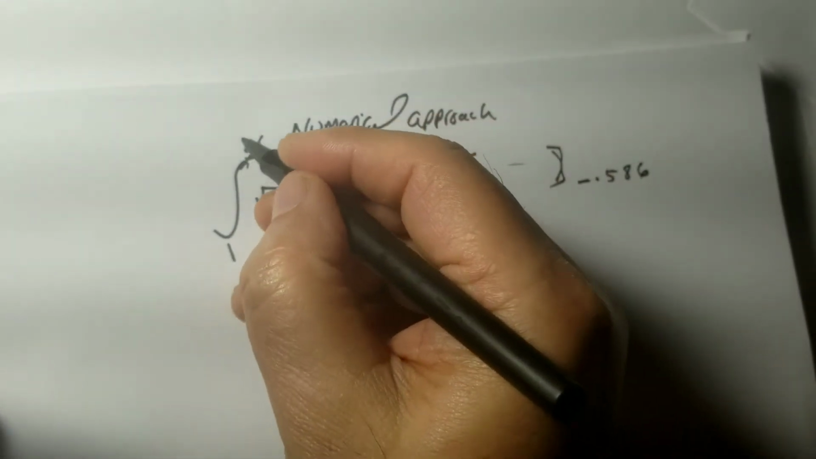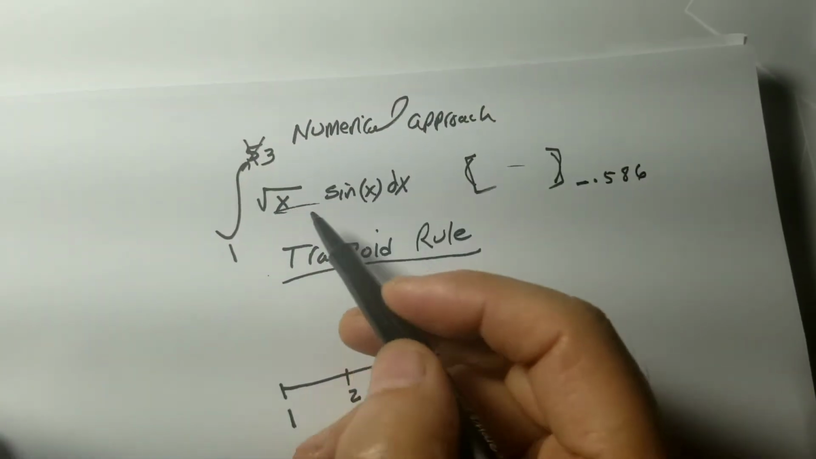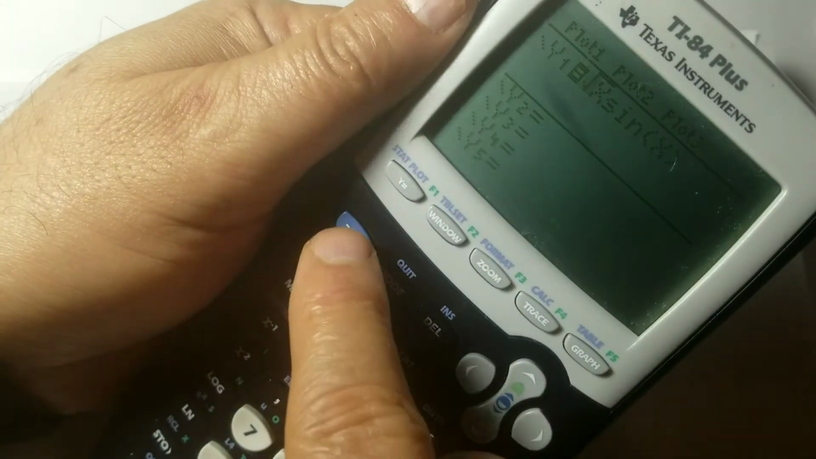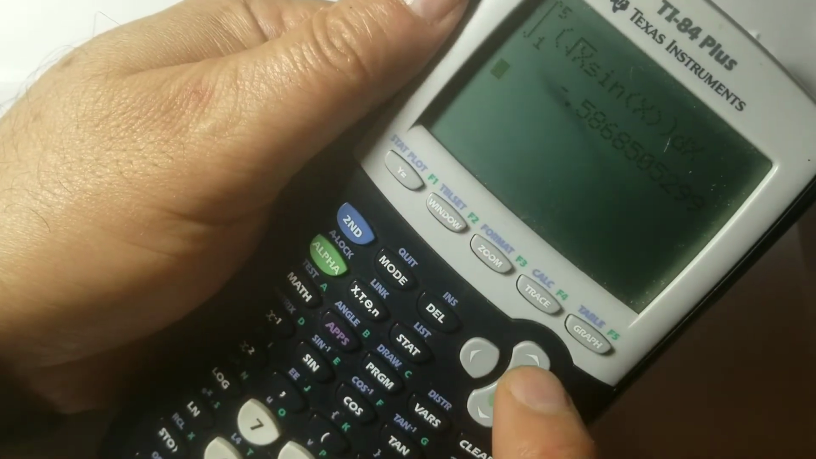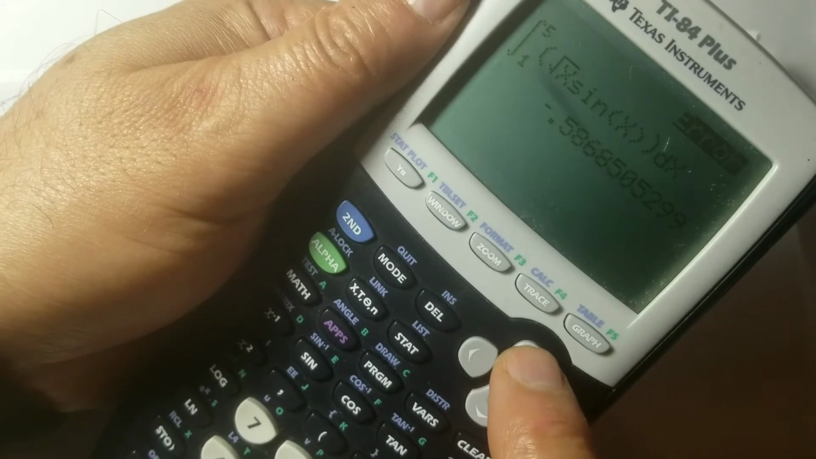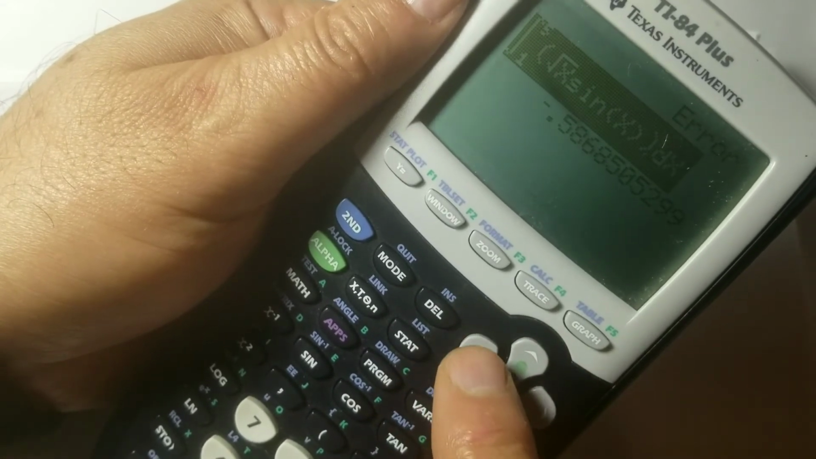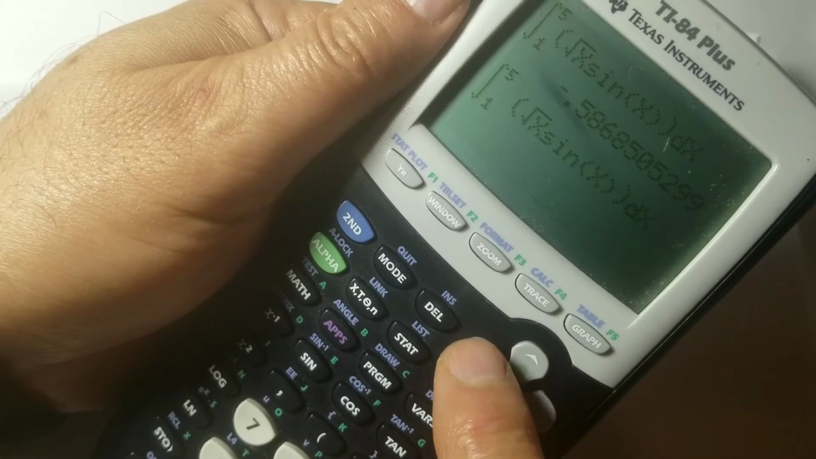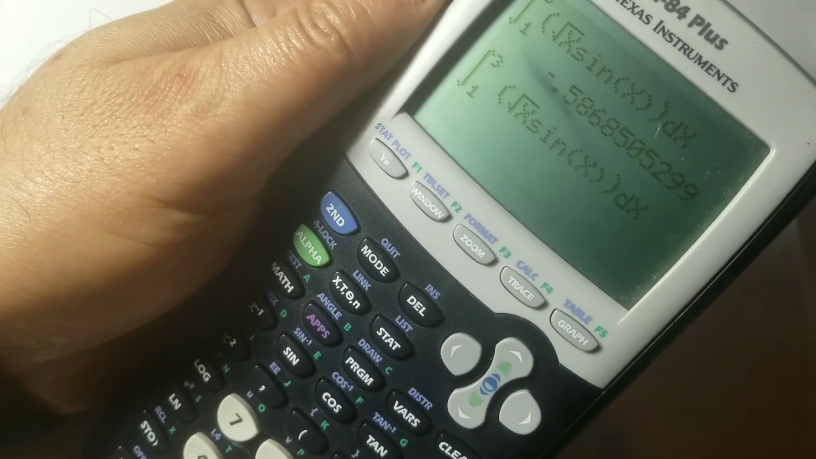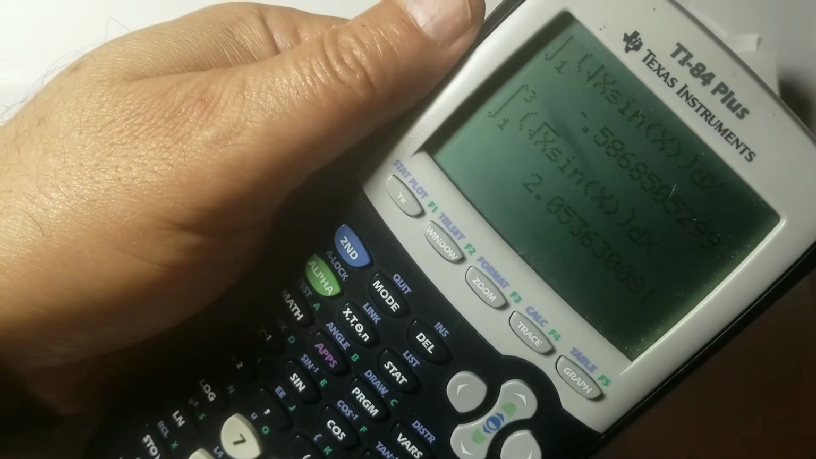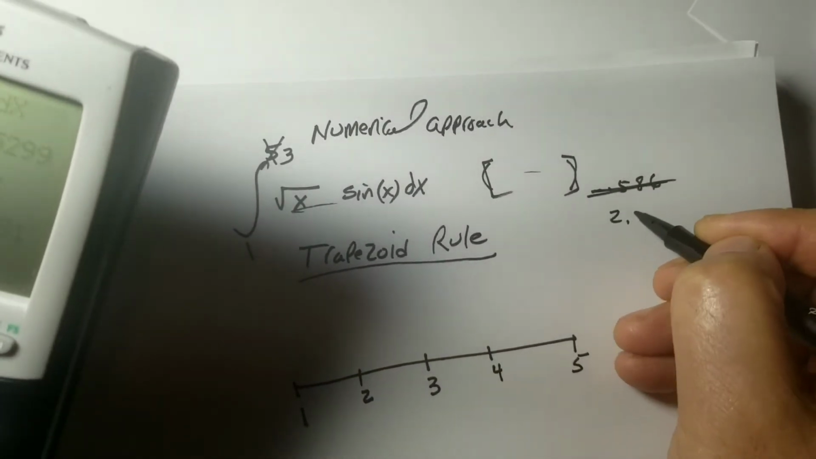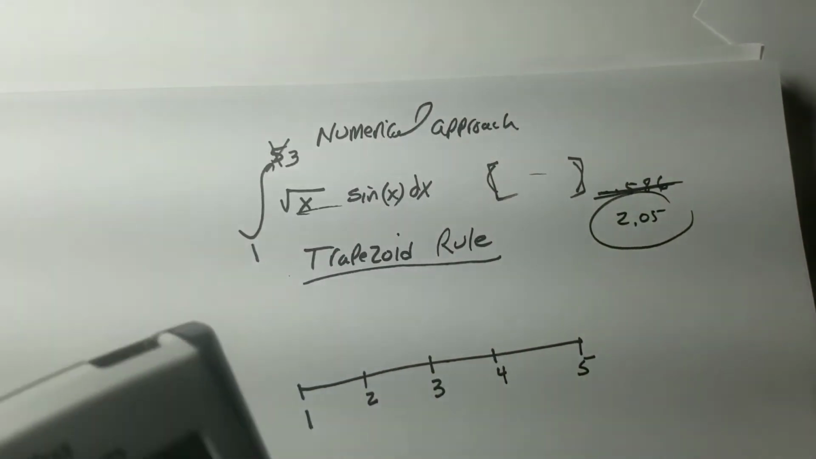I'm going to pick 3 because the graph must be positive. Okay, let's go right here, go to math, and see if I can copy this and come back and change that 5 to a 3. That's good, 2.05. That's the positive number. Therefore, I'm going to go from 1 to 3.